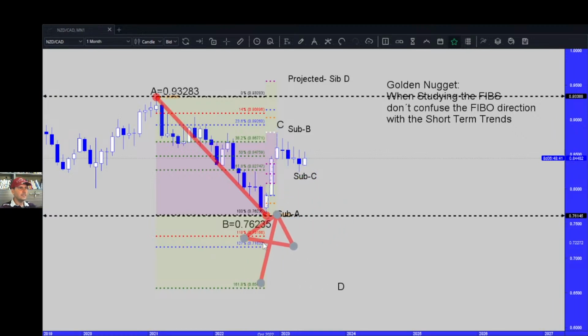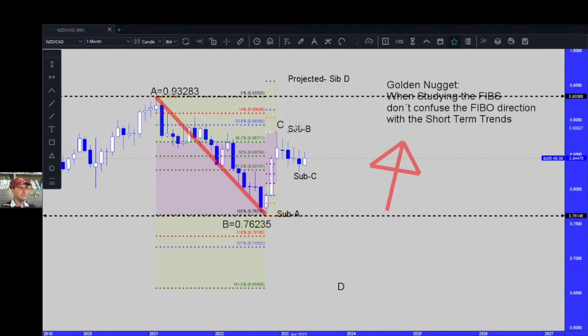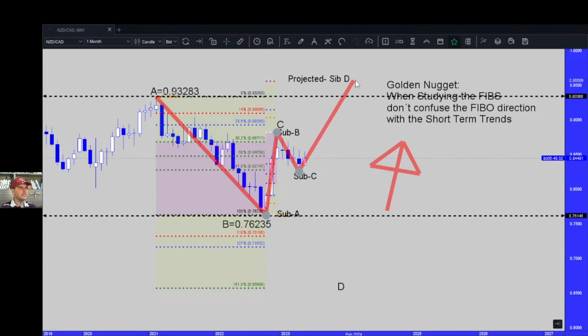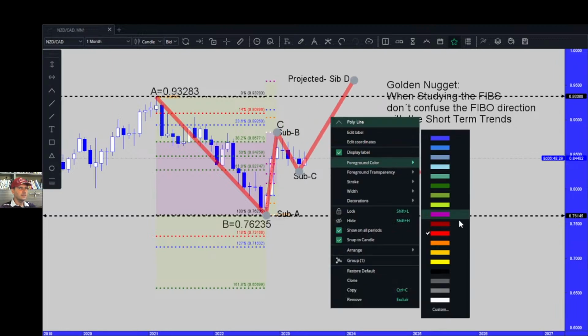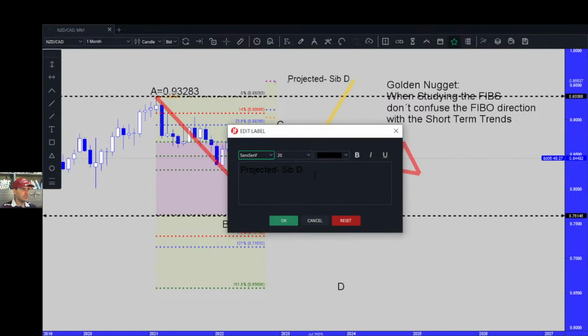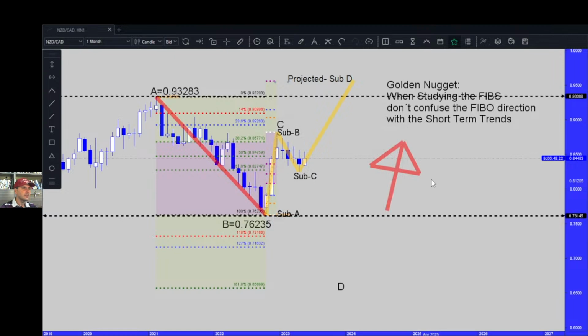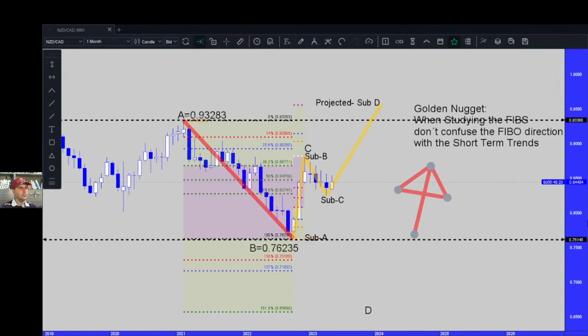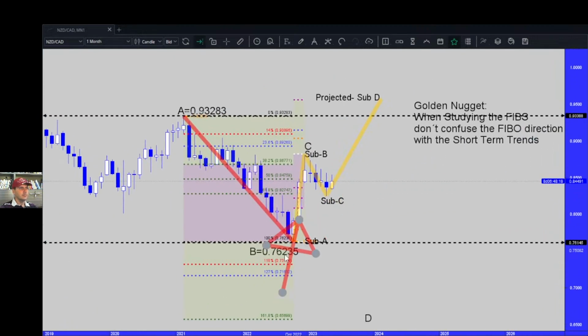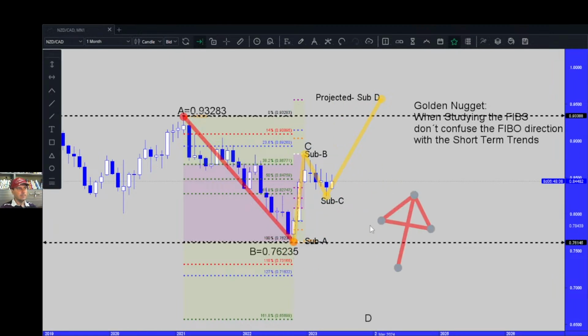And now I have my sub A and sub B. Do you see sub A, sub B? This is sub A, sub B, sub C, and the projected sub D. Do you see the projected sub D? Sub A, sub B, sub C, and the projected sub D extension? Can you see it? Violet.